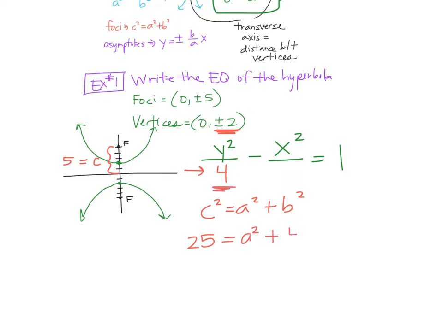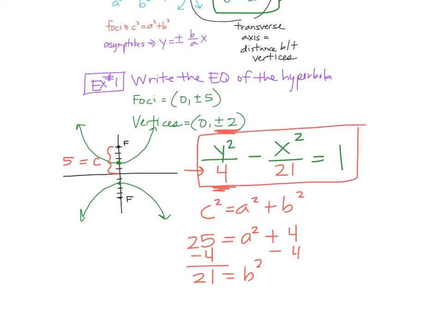Our b squared is 4. So if we take away 4, then we get 21 for our a squared. And we don't need to square root that, remember, because we're looking for a squared. So this would be 21, and that would make this your answer.